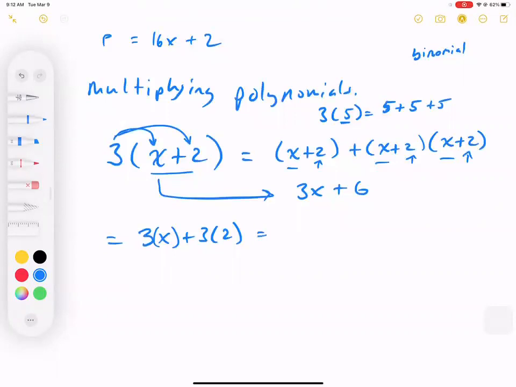3 got distributed. It's almost like this is a relief package. You get a 3, you get a 3. Everybody gets a 3. You could consider this a stimulus check from the government. You get 1,400, you get 1,400, everybody gets 1,400. So we end up with 3x plus 6. Same answer, but we save a lot more time.